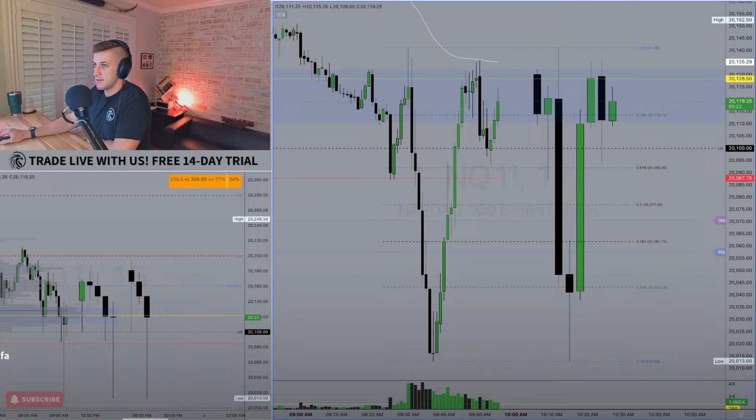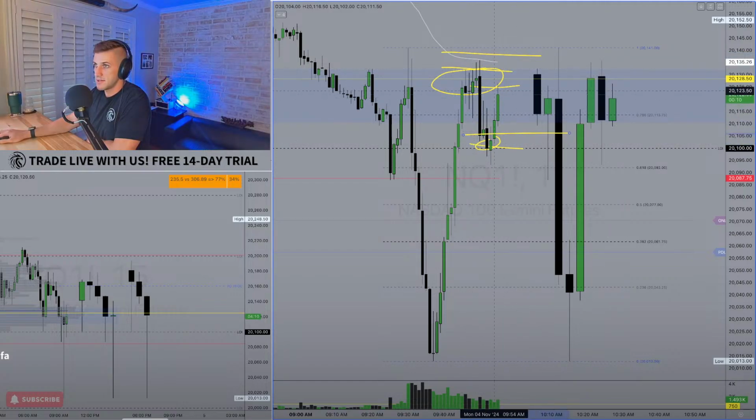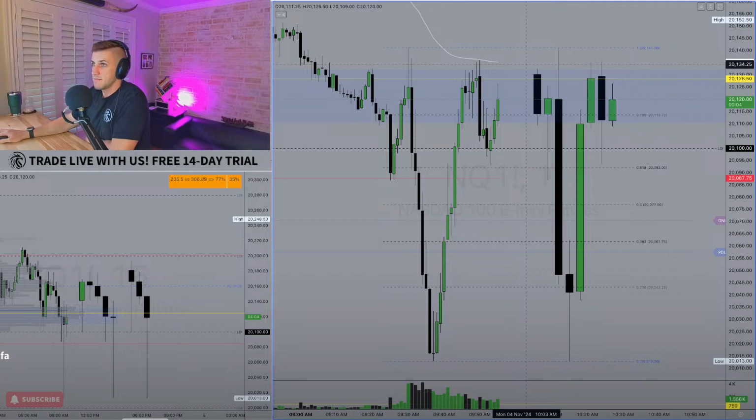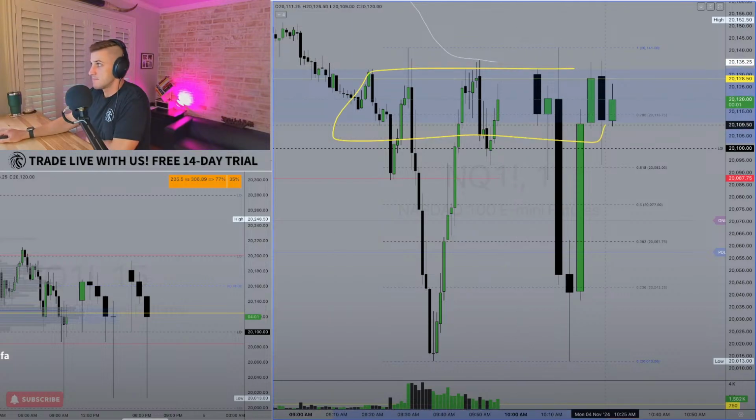So if you tried the long, you want to be exiting into this high. Like I said, if you shorted VWAP, you want to be trimming into 100. If you long 100, you want to be trimming into this area. Personally, I'm avoiding all of this.